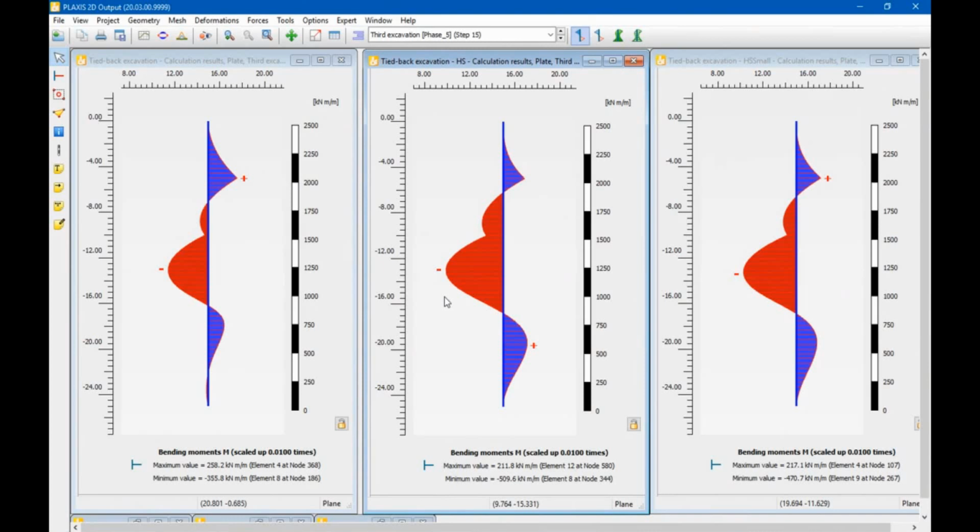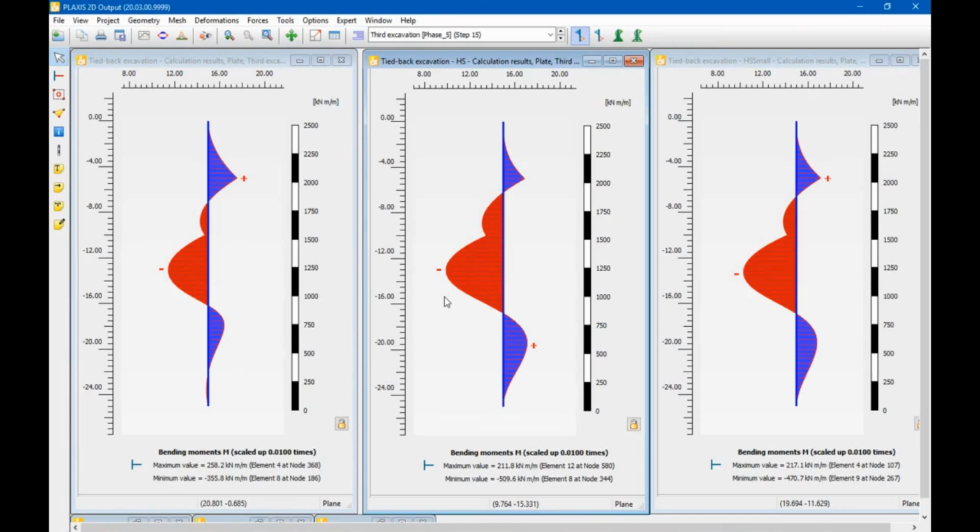So it's not only that the settlements are the wrong way around, it also underestimates the bending moments in the wall. Now we know that the hardening soil model slightly overestimates them, and HS small is the closest one. But that still means that if you calculate your excavation with the Mohr-Coulomb model and use the bending moment for the design of your wall, you may underestimate your bending moment by up to 30%.